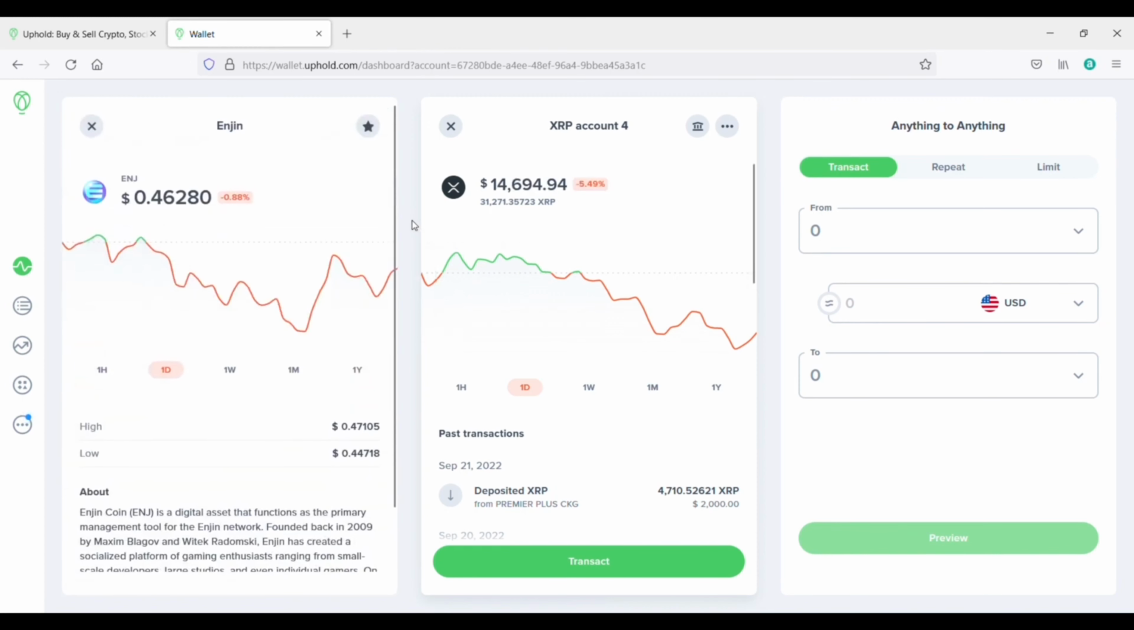Engine's been around for a long time. As a matter of fact, 2009 is when the company started, and they're still around. They started off as a gaming community. They've turned into an NFT marketplace. They started a $100 million NFT fund recently, and they've got a lot of cash on hand.